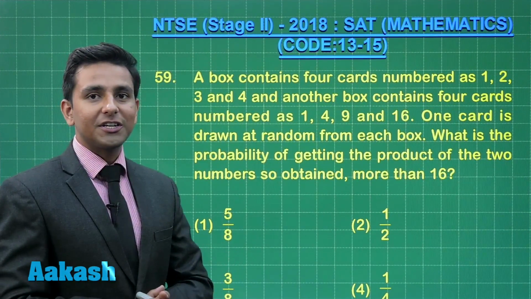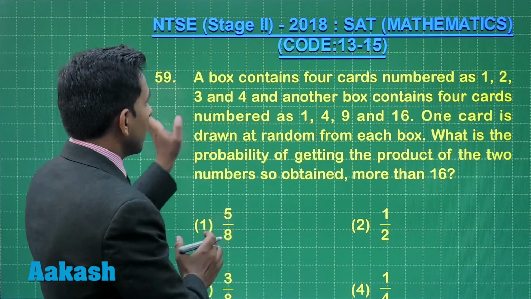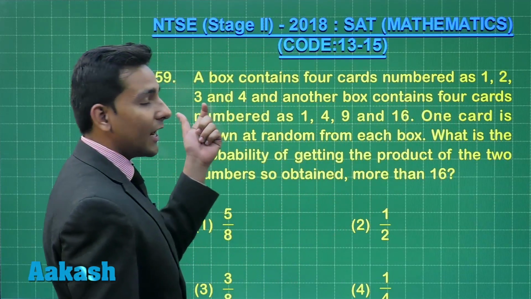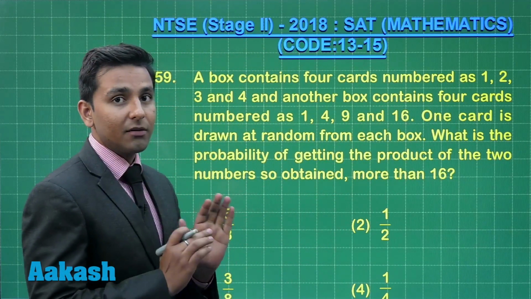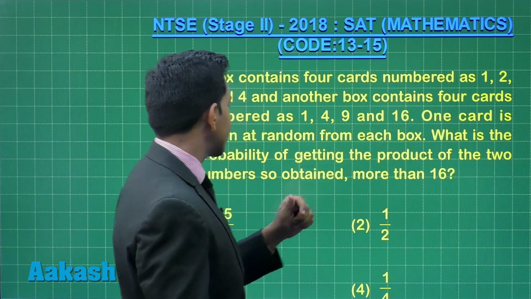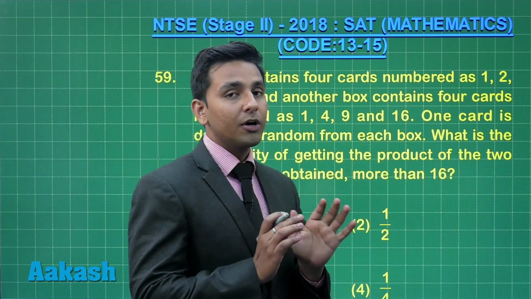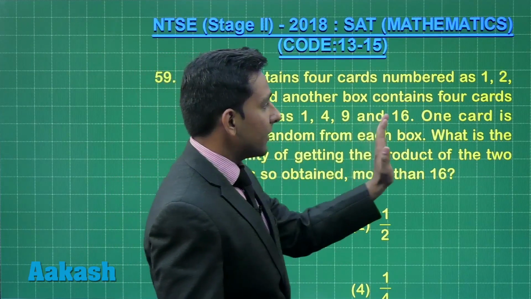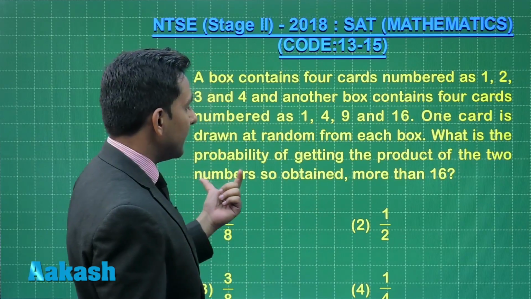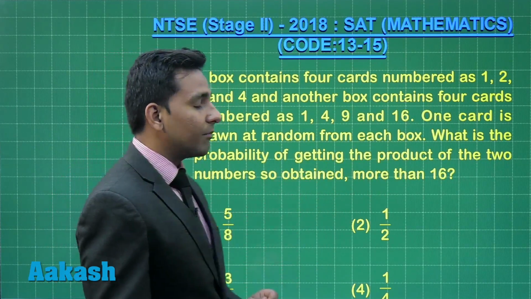Now let's discuss question number 59. This question is related to probability. A box contains 4 cards numbered as 1, 2, 3 and 4. That means we have 4 cards numbered as 1, 2, 3 and 4, and another box contains 4 cards numbered as 1, 4, 9, 16. That means the 4 perfect square numbers. One card is drawn at random from each box. What is the probability of getting the product of the 2 numbers so obtained more than 16?